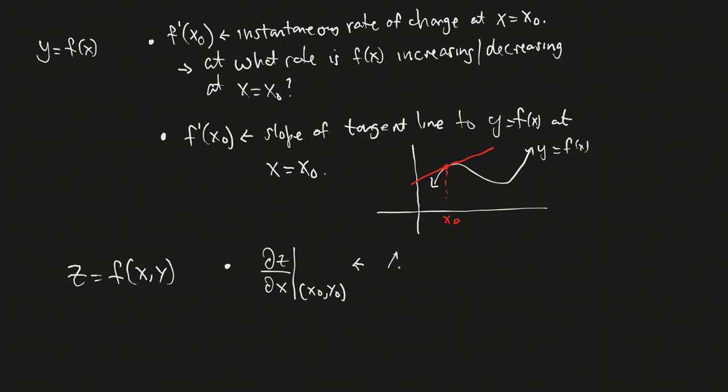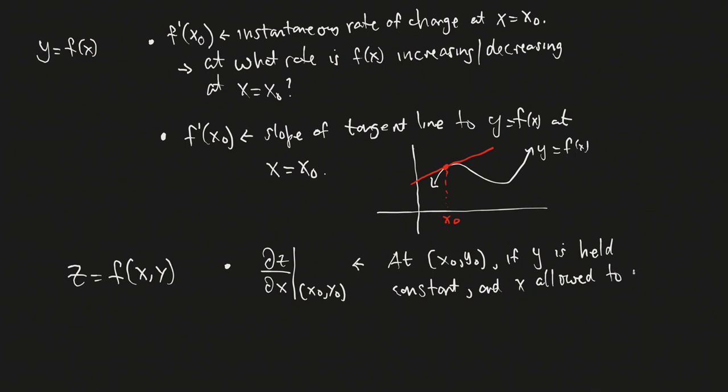So let's say it like this. At x0, y0, if y is held constant, and that's the additional thing, and x is allowed to vary, then this number represents the rate of increase, or decrease, of z, or you could say of my surface.